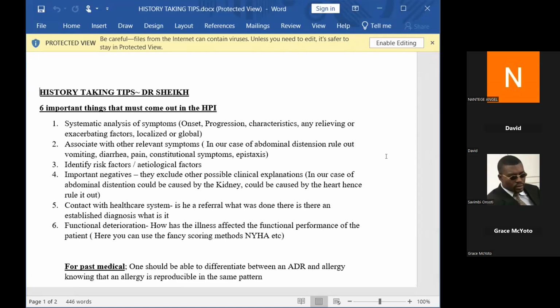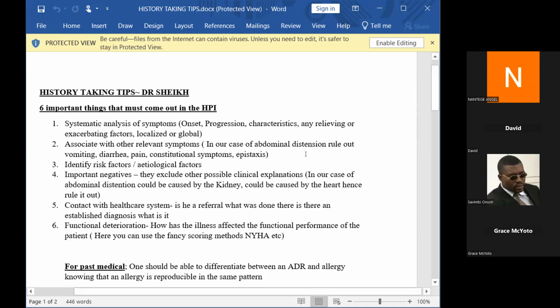Okay, so can you see this other document of shared history taking tips? Yes. Okay, so this was a document Dr. Sheikh drafted. He's a consultant in 6B GIT. You'll see him eventually. He'll show up. So here he highlighted 6 important things that must come out in the HPI.